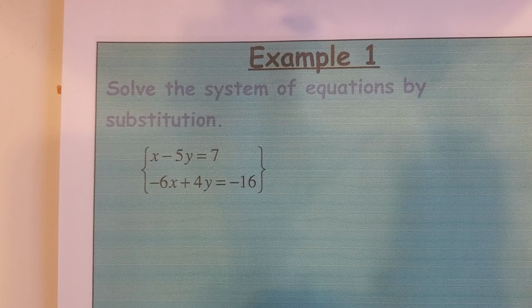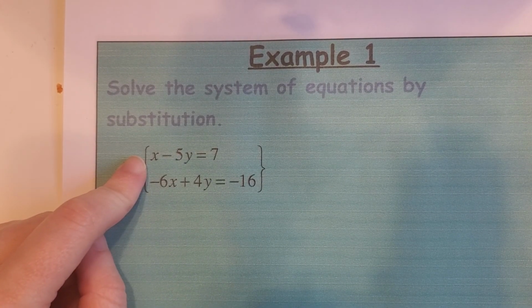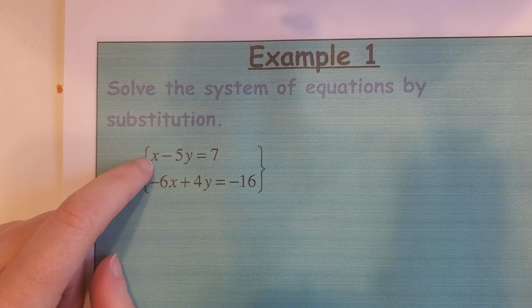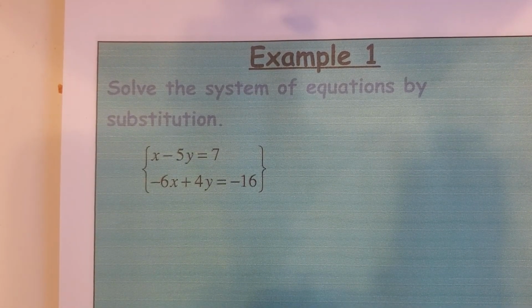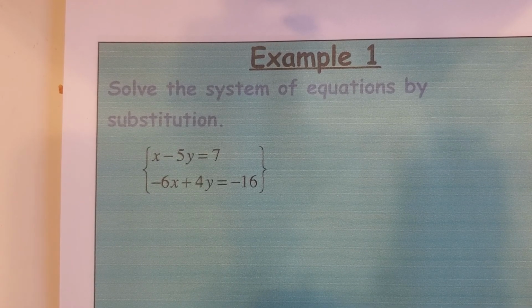I think my suggestion in the last video was to try to look for variables that don't have any coefficients, right? Like for this specific problem, the x doesn't have a coefficient on it. So if we solve this equation for x, that's probably the easiest thing to do. That's not always going to happen. There are going to be certain systems where none of the variables have any coefficient.